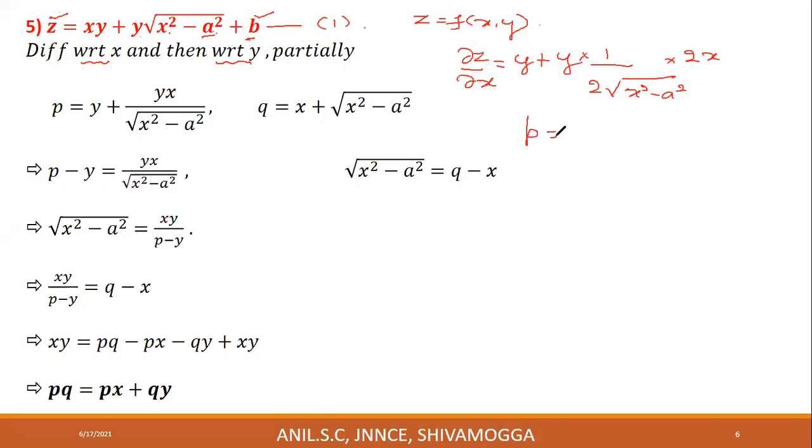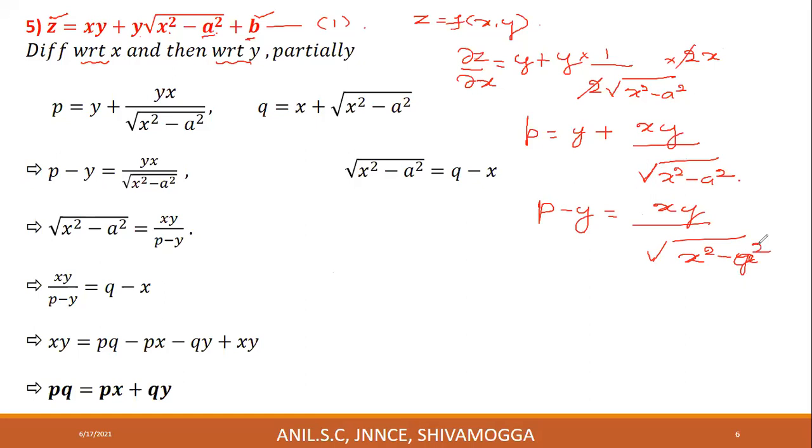Del z by del x is denoted by small letter p, and del z by del y is q. So p is equal to y plus, cancel this 2 with this 2, xy divided by square root of x square minus a square. Or this can be written as p minus y is equal to xy divided by square root of x square minus a square.